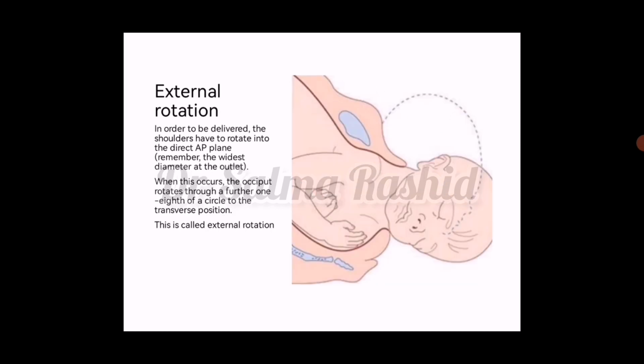Now external rotation. In order to deliver, the shoulders have to rotate into the direct anterior posterior plane. Remember the widest diameter of the outlet. When this occurs, the occiput rotates through a further 1/8 of the circle to the transverse position. This is called external rotation. Now in this picture you can see after delivery the head again rotates to the transverse position so that the shoulders come into the anterior posterior position, which is the widest diameter at the pelvic outlet.